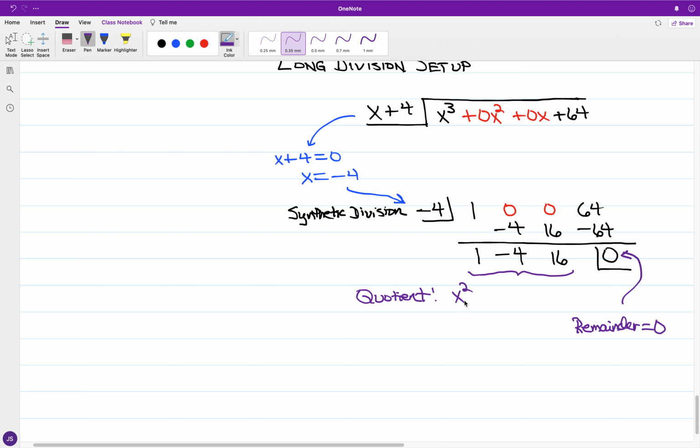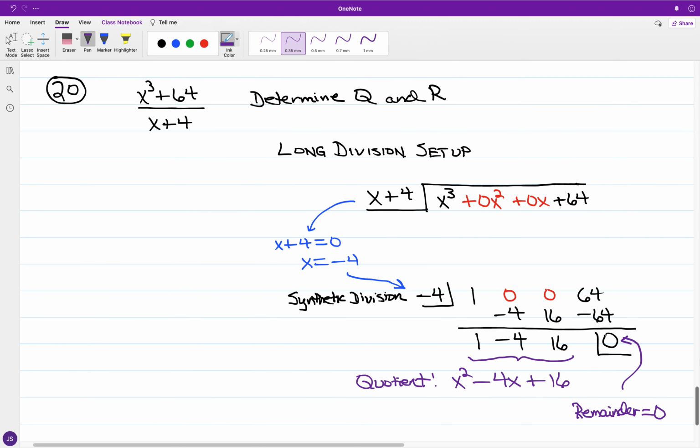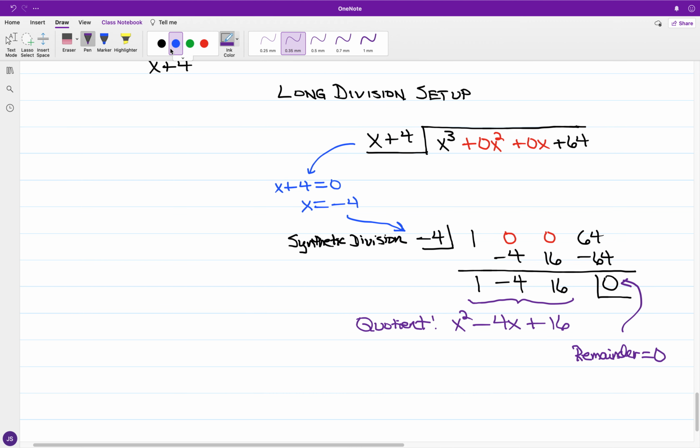So the quotient is going to be x squared minus 4x plus 16. And again, we had the remainder of 0. So this affirms that x plus 4 will go completely into x cubed plus 64 that many times with the quotient. And same thing here, now we have another one that is translatable in terms of synthetic division.